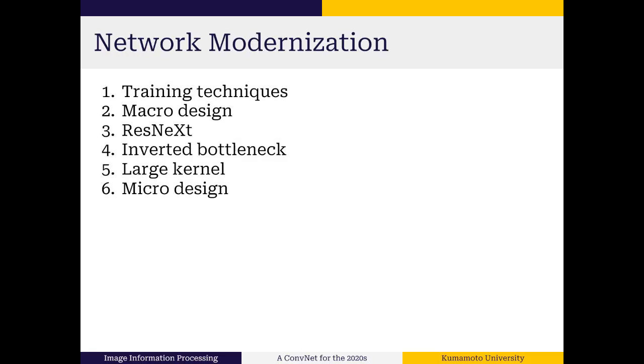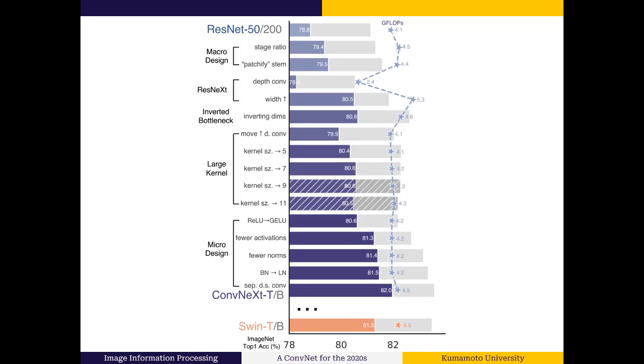Many steps are taken to modernize the ConvNet, and the steps are grouped in 6 categories: training techniques, macro design, ResNeXt, inverted bottleneck, large kernel, and micro design. This is the overall chart that shows the improvement in terms of accuracy in each step, and we go from top to bottom. This chart shows the accuracy for both ResNet 50 and ResNet 200, as well as the computational requirements in gigaflops, marked by the star symbol on the right.